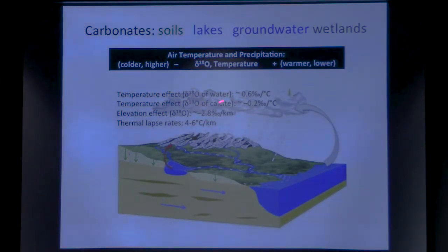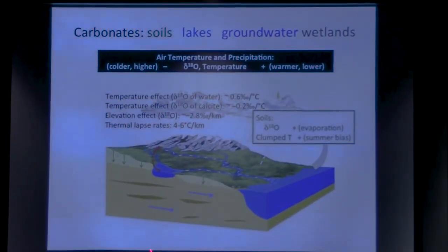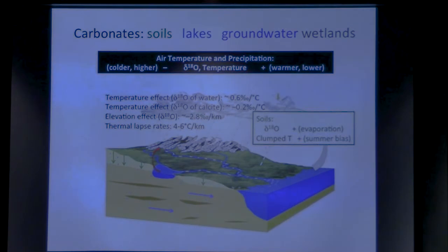We have temperature effect both when you form the calcite and just within the water itself as you move, say, a moisture source up and over a mountain range. That contributes to this elevation effect. We have our thermal lapse rates, how much we might expect temperature to change with elevation. So these are all little ballparks, and we can start putting together a framework, and I'll say take all of these with a little grain of salt. This is where we're at right now.